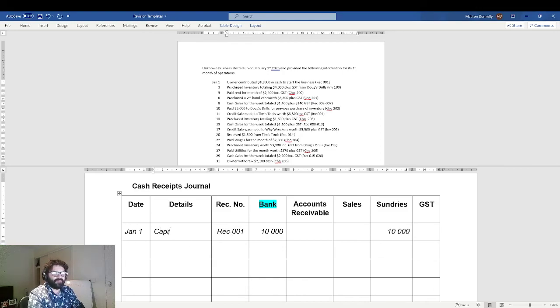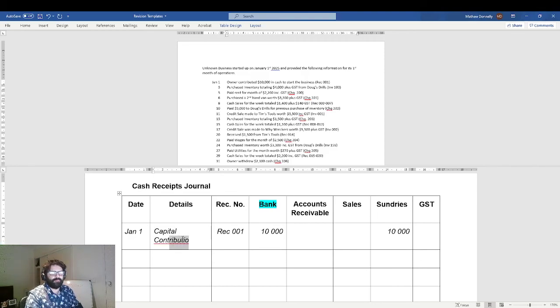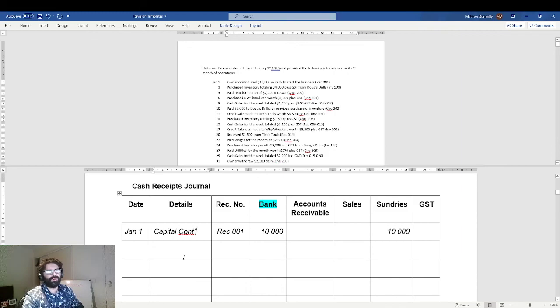And the detail is capital contribution. I'm going to be a bit shorthand, so I'm just going to call it capital cont. But if you were to do this, it would be capital contribution. Obviously, you can write a lot smaller than I can type.